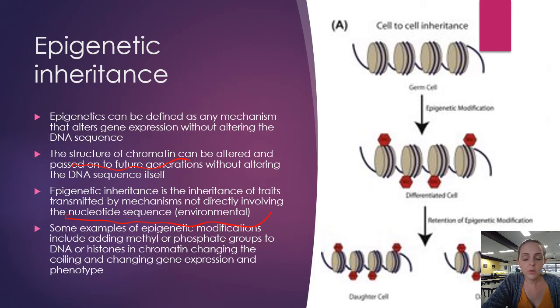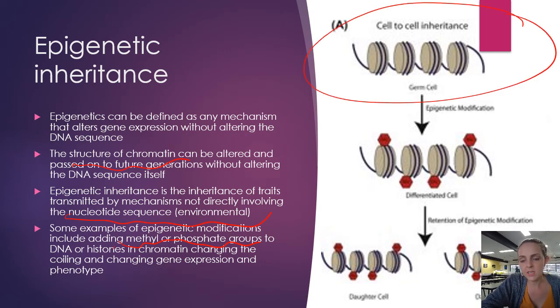So a common one that is seen is that a methyl or phosphate group is added to the DNA or the histone proteins in the chromatin, and this changes the way that DNA coils, and it changes the way gene expression works. So normally, for example, if this is what the DNA looks like, you've got your DNA wrapped around the histones to form the chromatin.